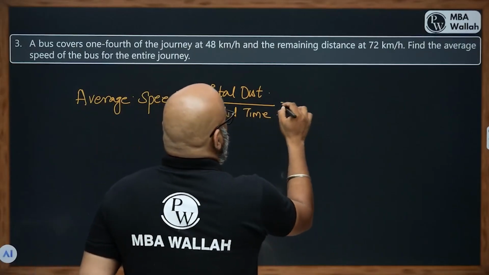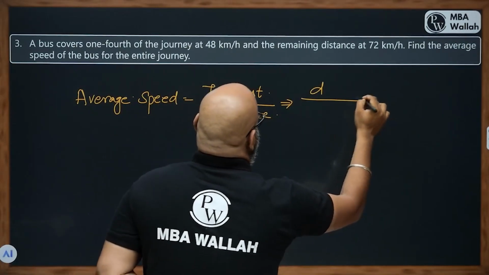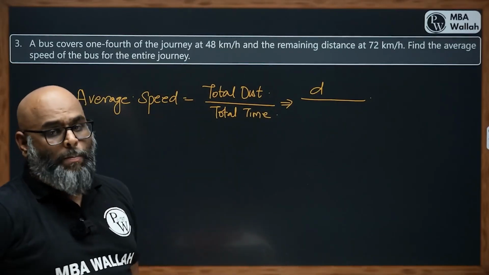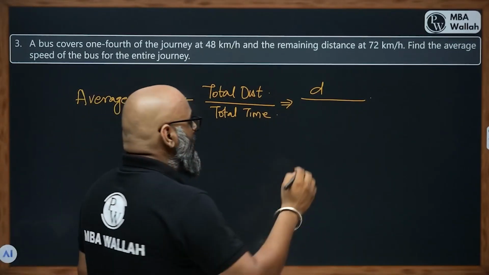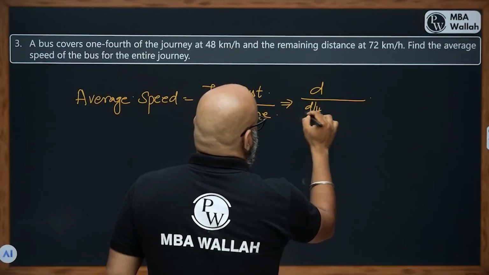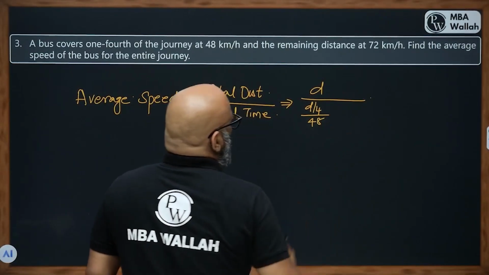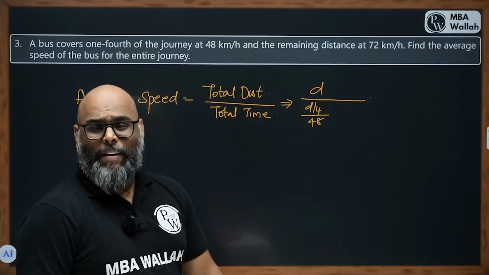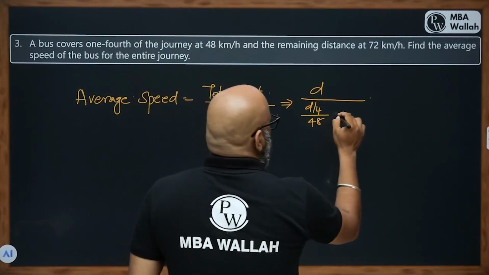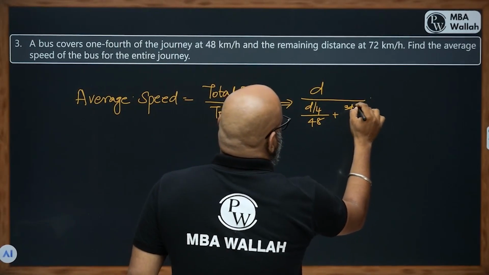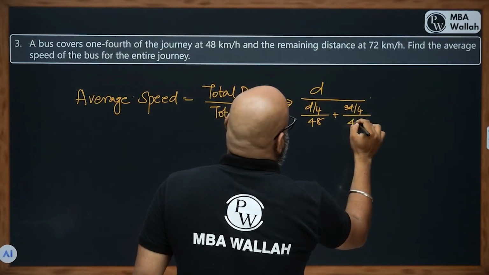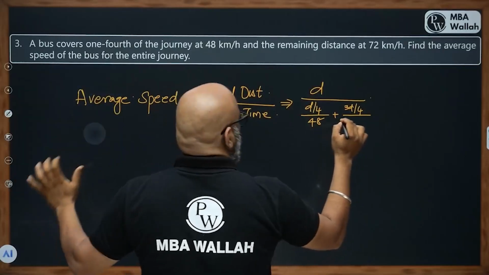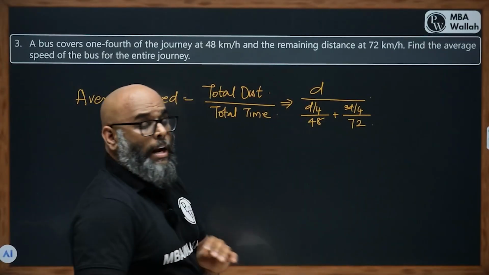So that will give us d divided by total time. 1/4 of the distance covered at 48 kilometers per hour. So the time taken would be distance by speed. 1/4 of the distance at 48 kilometers per hour. The remaining distance at 72 kilometers per hour. So that will be plus 3d by 4 divided by 72. That will be our average speed.